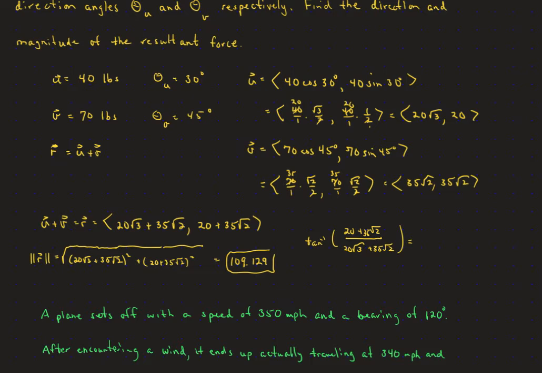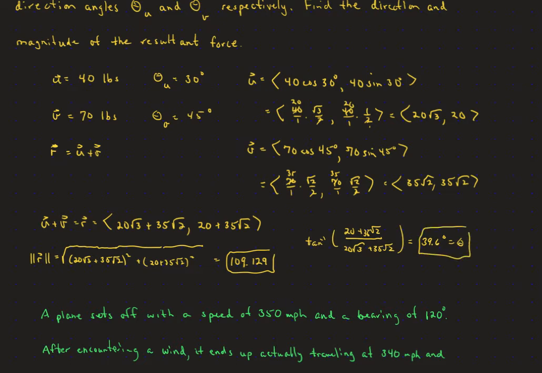35 square root of 2, right arrow, close parentheses, because that's all in the numerator, divided by new parentheses, 20 square root of 3, right arrow out of the radical, plus 35 square root of 2, right arrow, close parentheses, and then I need another parentheses for the inverse tangent. I think I did that right, and it looks okay because I'm getting about 39.6 degrees. 39.6 degrees for our direction angle.